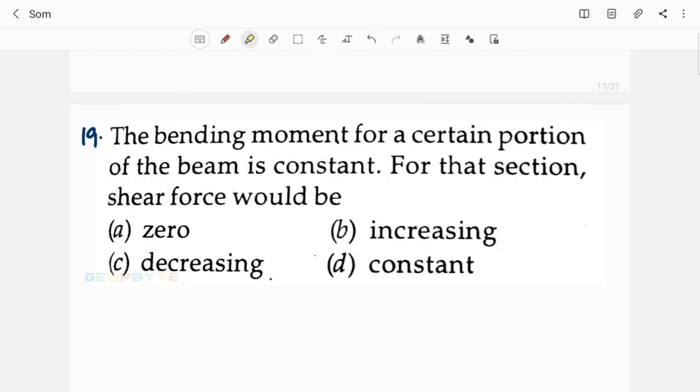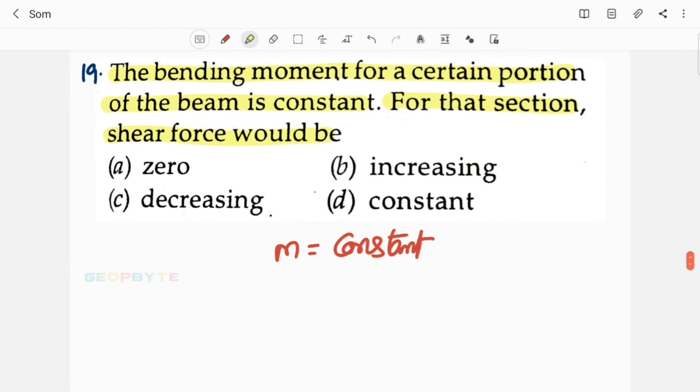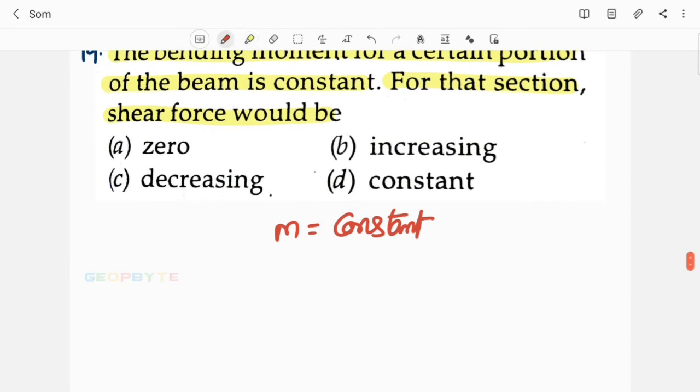Look at the problem. The bending moment for a certain portion of the beam is constant, given that bending moment equals constant in a certain portion of the beam. For that section, shear force would be definitely 0. You know, shear force equals the rate of change of bending moment.